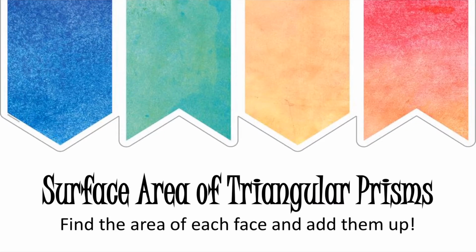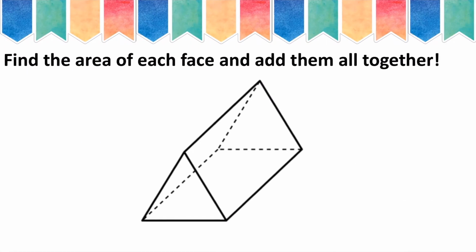In this video, we are going to learn how to calculate the surface area of triangular prisms. Now, whenever we calculate the surface area, what we want to think about is finding the area of each face and then simply adding them all together. Remember that a face is really kind of just thinking about how many sides does this 3D figure have.